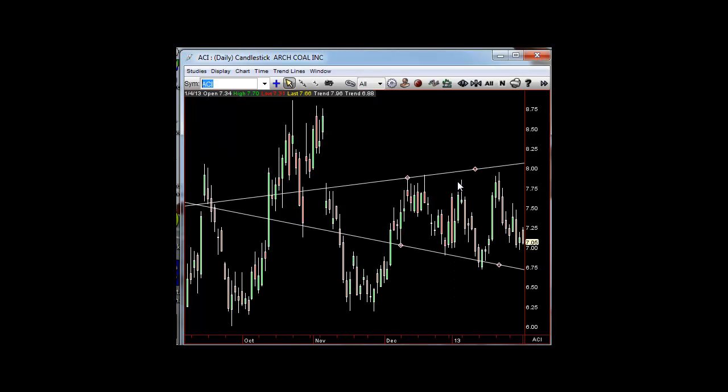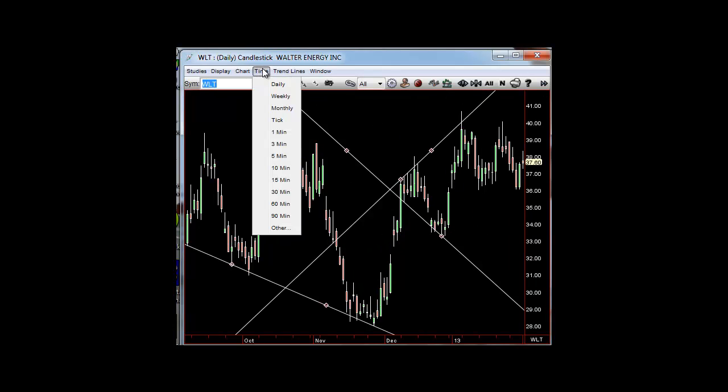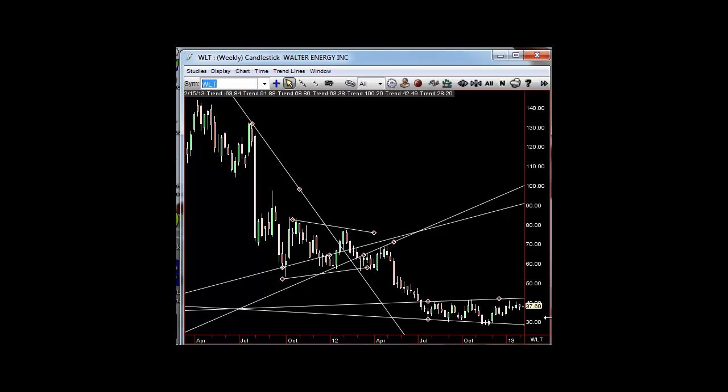ACI, the little guy, just getting chopped up in this triangle here. Too weak to even make a higher high there. Question is, does it come down and make the lower lows? If you look at WLT on the weekly, been watching this triangle, how this plays out. So still no resolution there, and certainly not totally joining the party by any means.